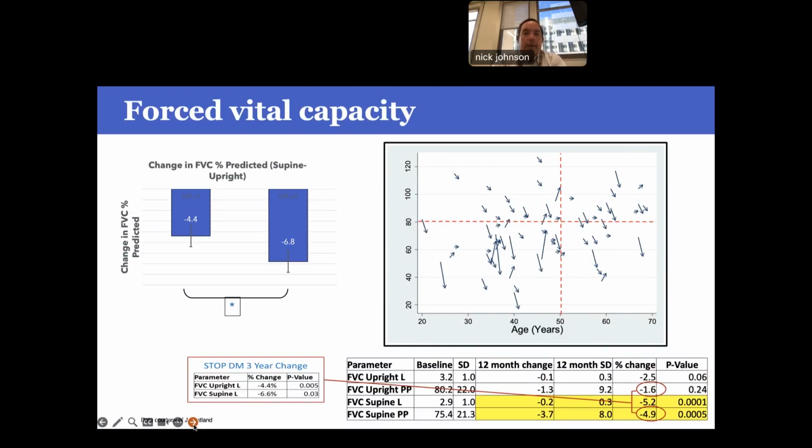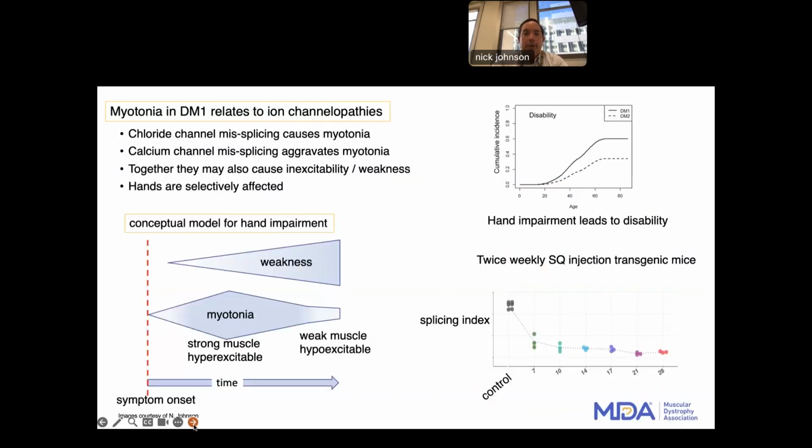Another way of looking at it is the forced vital capacity, same idea here. And so again, you can see that for those individuals who have a forced vital capacity over 80%, pretty minimal decline, but as you might expect, for those individuals who have a forced vital capacity under 80%, you begin to see more rapid change. And you can actually see, fairly similar to the prior DM and STOP DM change, about a 5% change in the overall population in terms of the annual rate of change on that forced vital capacity.